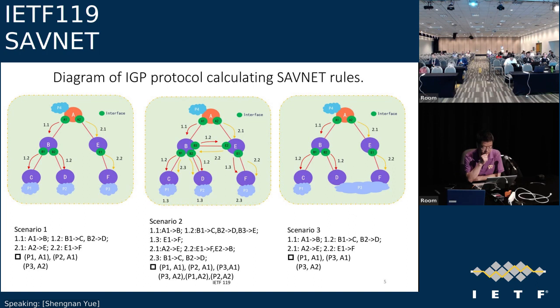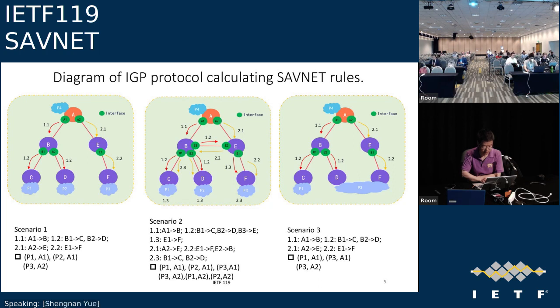For example, in scenario 1, we traverse interfaces A1 and A2. For interface A1, we can get P1 and P2 according to the reachability: A to B, B1 to C, and B2 to D in the BGP LSDB of node A. Therefore, we can generate the entries P1 A1 and P2 A1.